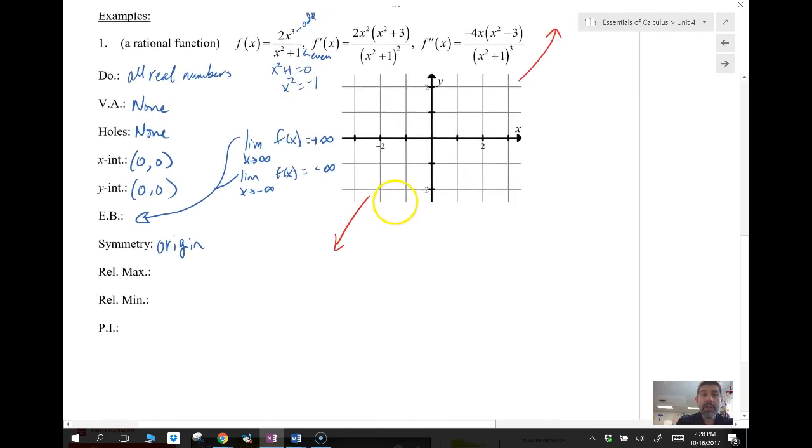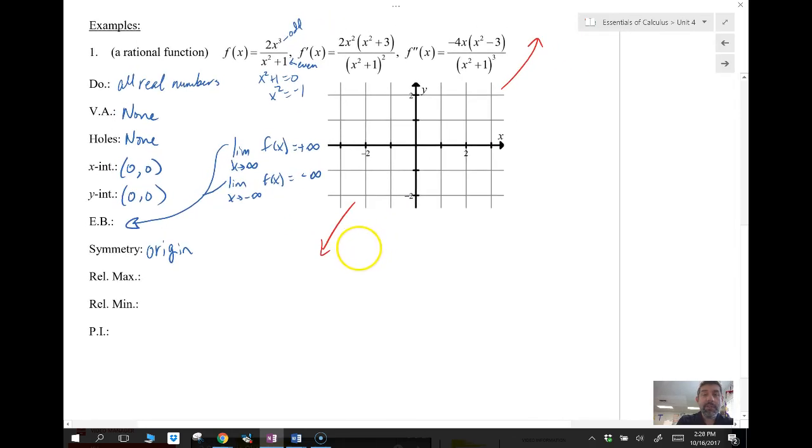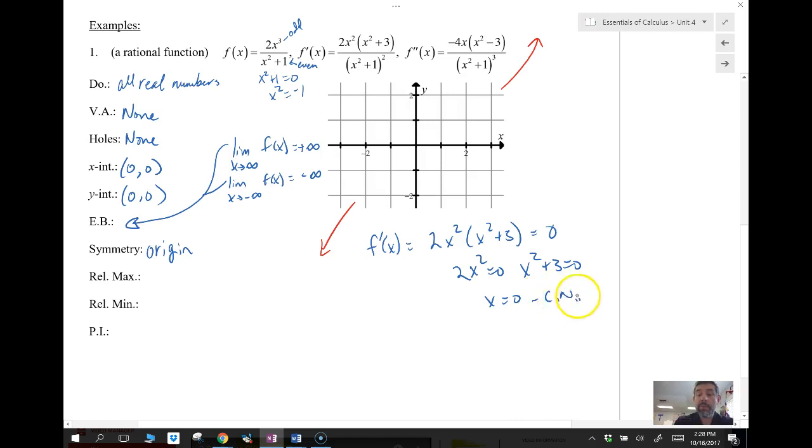All right, now we've done all the precalculus stuff, so let's take a look at the calculus stuff. Relative maximum. Well, am I going to have a relative max? How do I know that? I'm going to set my derivative equal to 0. So f prime, I really only need to set the top equal to 0. I'm going to get 2x squared times x squared plus 3 equals 0, which is just going to give me x equals 0. So this is my critical number.